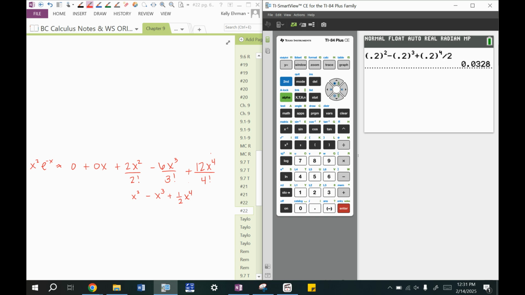Getting 0.0328. I have a slightly different answer from the first time, and I'm trying to decide if I typed it in incorrectly. Let's see what 0.2 to the second times e to the negative 0.2 is. Okay, the answer I had on my first try looks farther off than the one I just got. So I bet I had a typo the first time I did it. This looks right to me. So 0.0328.